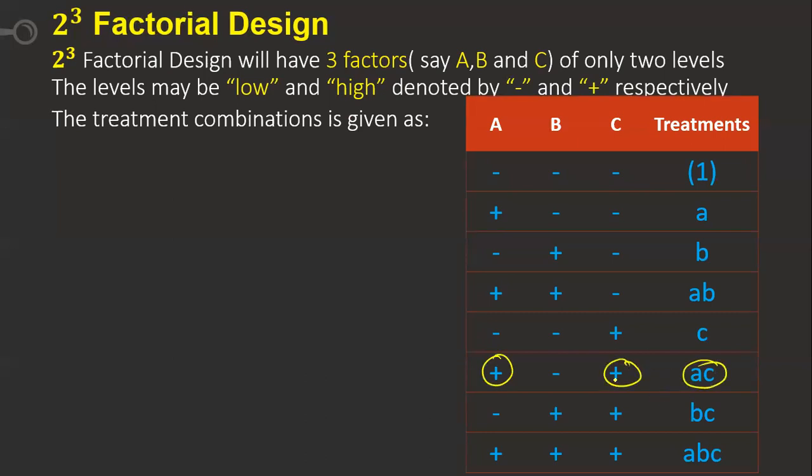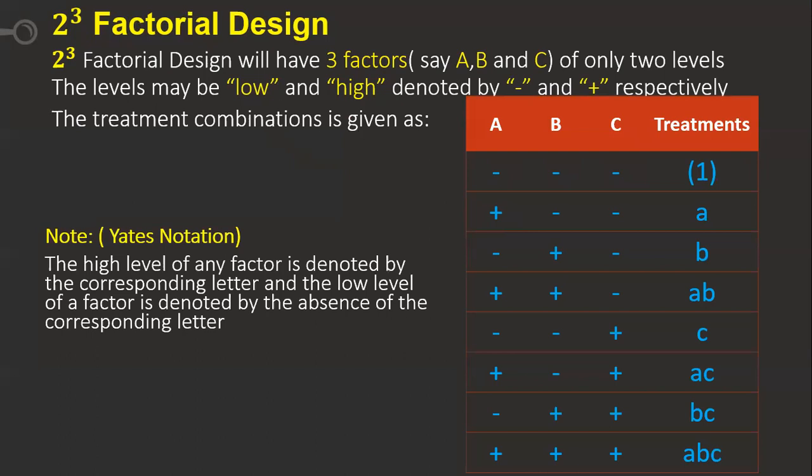This is the notation you have to keep in mind while doing the factorial design here. Now A is high and C is high, so it is denoted by the letter AC. Here B and C are high, so it is denoted by BC. When A is high, B is high, C is high, it is denoted by ABC, just like that. When we write like this, it is called Yates' notation. This has been explained already.